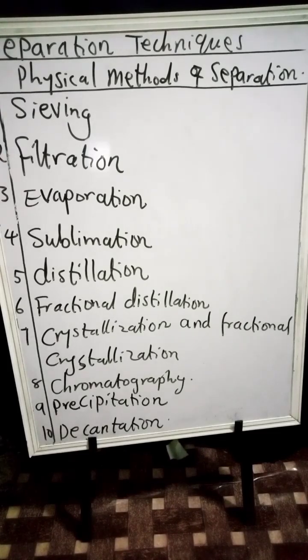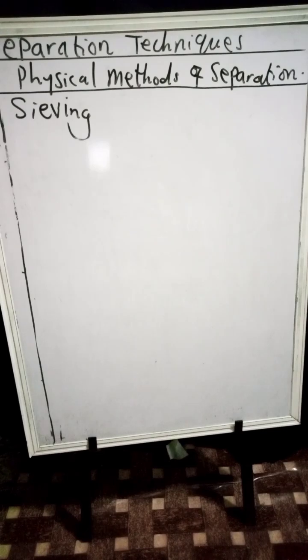Okay, these are some of the physical methods of separation, that is separation techniques. We have sieving, filtration, evaporation, sublimation, distillation, fractional distillation, crystallization and fractional crystallization, chromatography, precipitation, decantation, magnetization method, and the rest of them. Just as we have said, we'll be discussing them one by one. Let's pick the sieving method first.